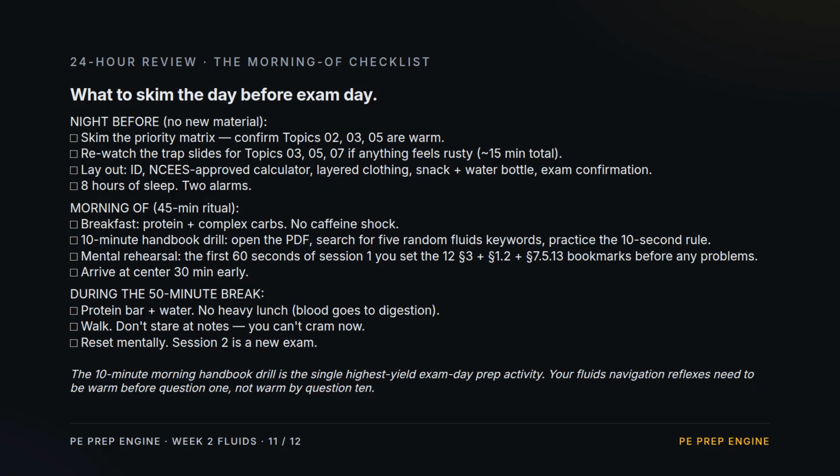24-hour review. Night before, no new material. Skim the priority matrix. Re-watch the trap slides for topics 3, 5, and 7 if rusty. Lay out your ID, NCEES-approved calculator, layered clothing, snack, and water. 8 hours of sleep, 2 alarms. Morning of, breakfast with protein and complex carbs, no caffeine shock. 10-minute handbook drill, search 5 random keywords, practice the 10-second rule. Arrive 30 minutes early. During the break, protein and water, walk, don't cram. Session 2 is a new exam.